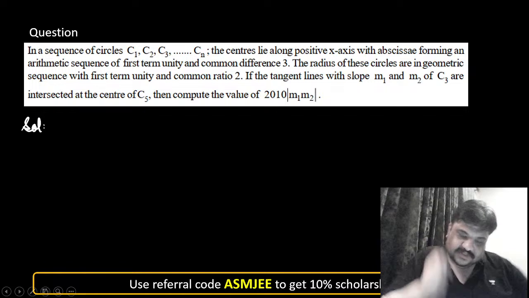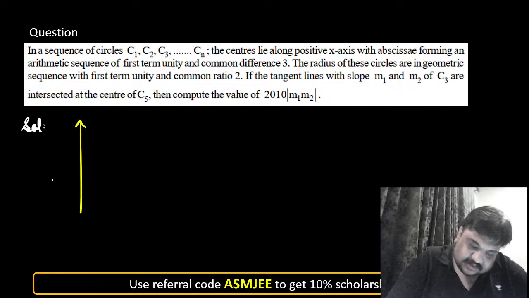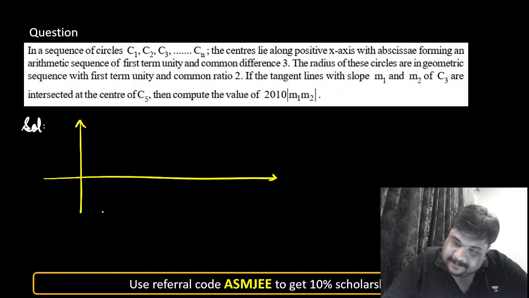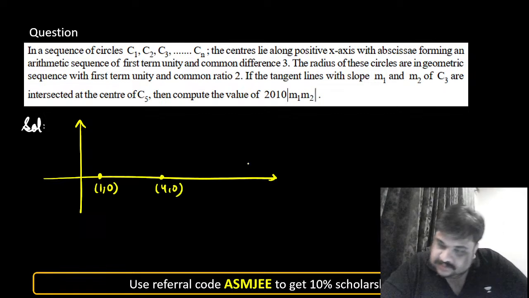There is a sequence of circles C1, C2, C3. Centers lie on the positive x-axis. Okay, so let's draw the diagram. With abscissa, that means x coordinate, forming an AP with first term unity and common difference 3. So the first center is (1, 0). The next center will be (4, 0) and so on.